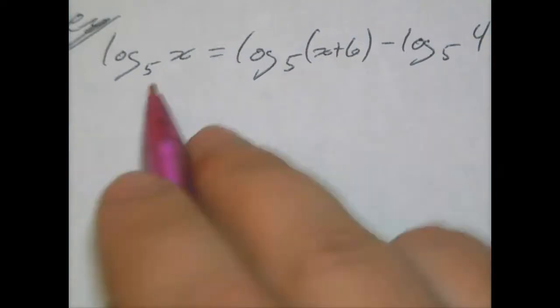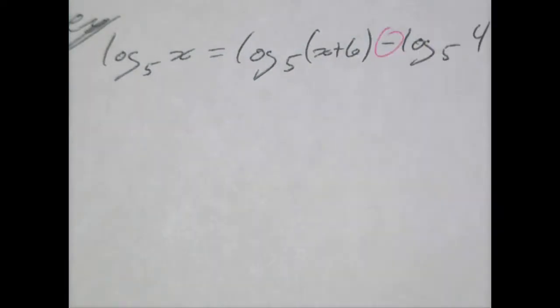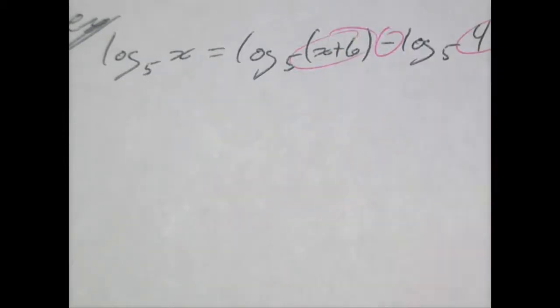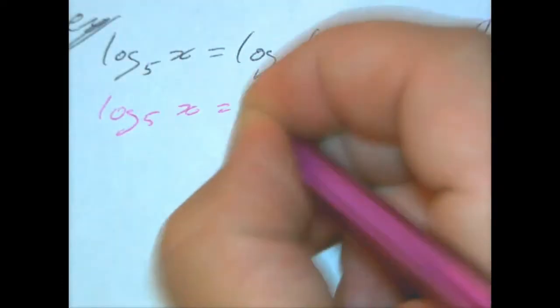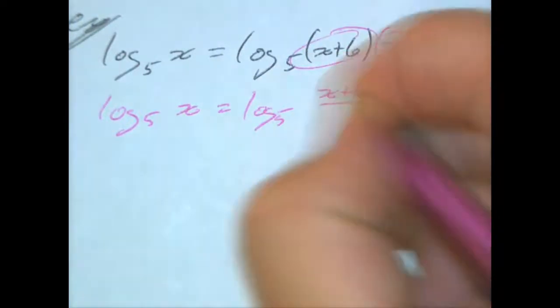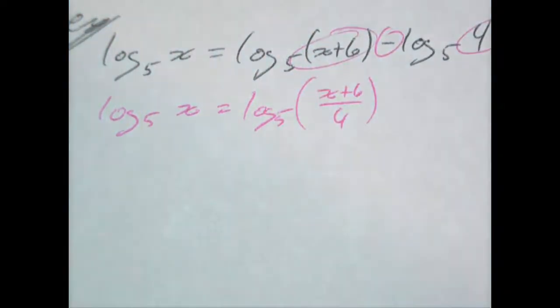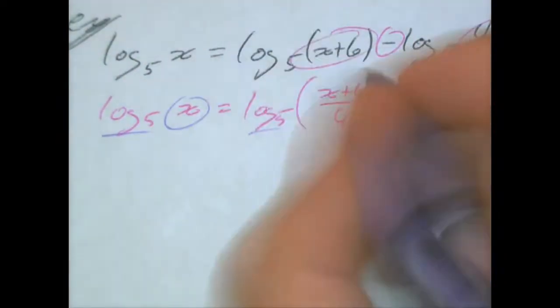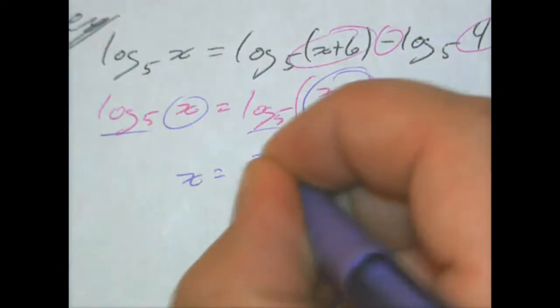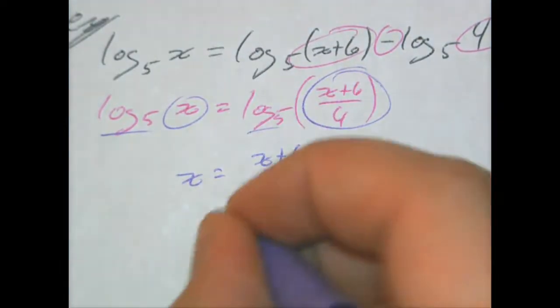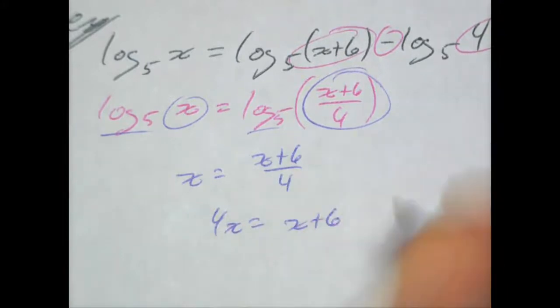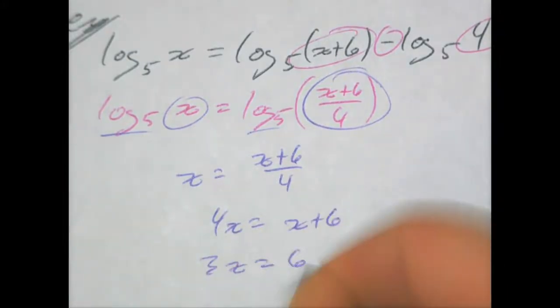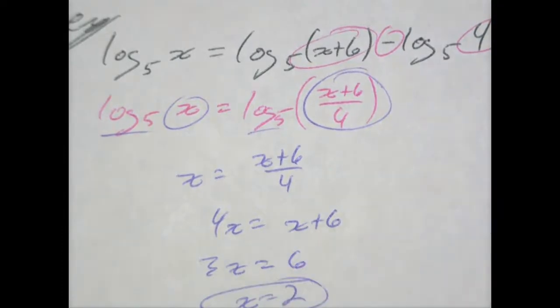All right, with this one, I notice I have 1, 2, 3 logarithms. But if I have subtraction of logarithms, then I can take this part, divide it by this part, throw it in one logarithm by the quotient property. So I have log base 5 of x equals log base 5 of x plus 6 over 4, where that is all inside of one log. And then same base, so I know the insides must be equal, just like in the last one that we did. So we have x equals x plus 6 over 4, multiply the 4 over, 4x equals x plus 6, 3x equals 6, x equals 2. Cool.